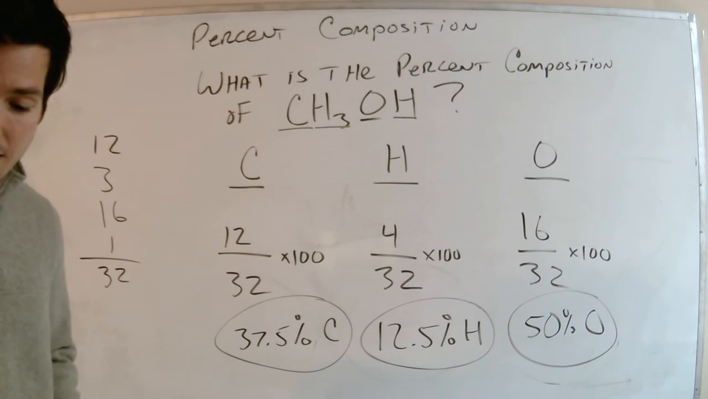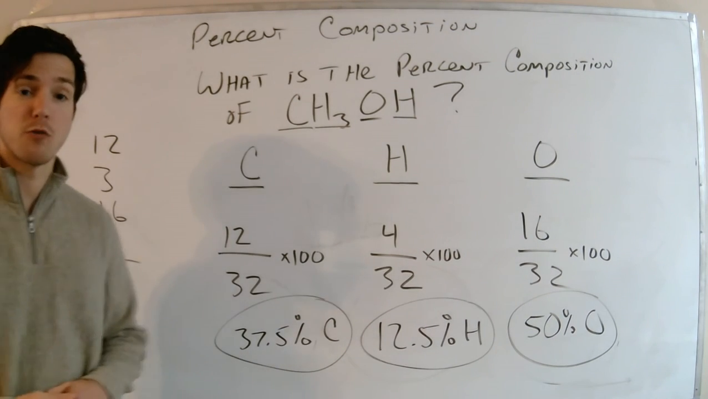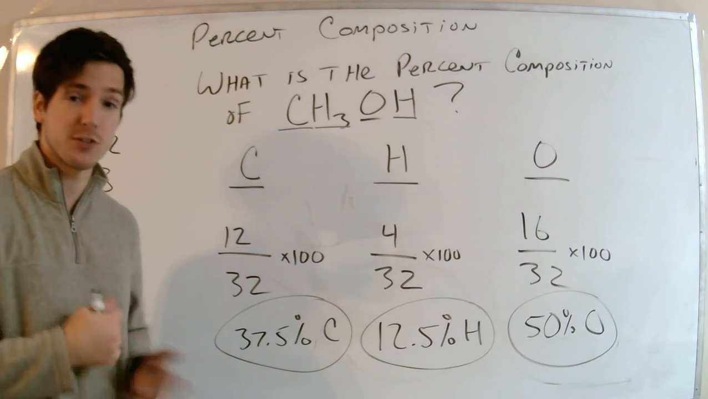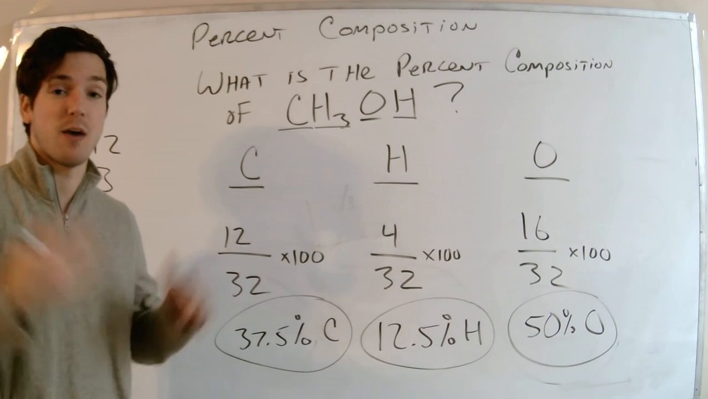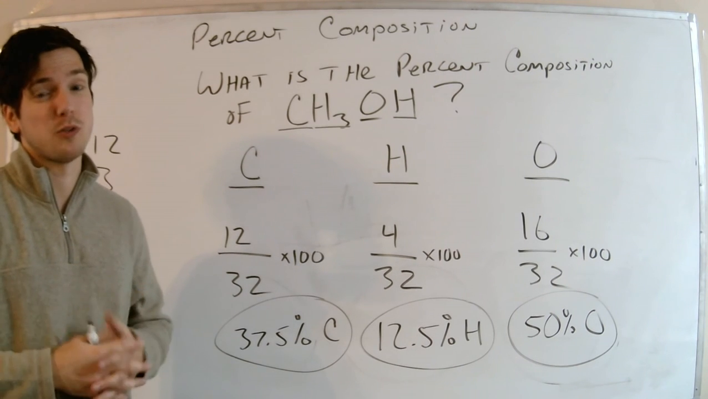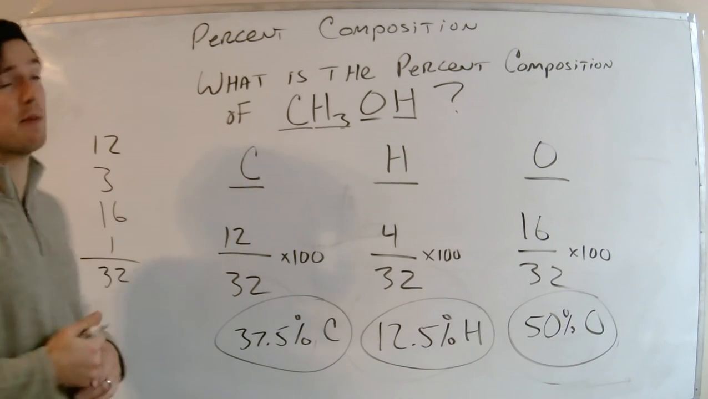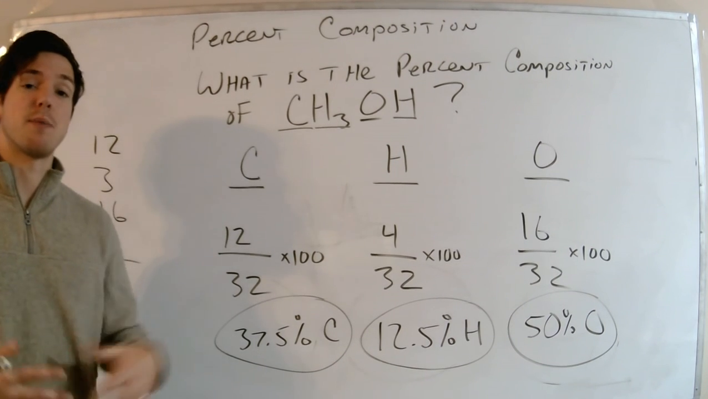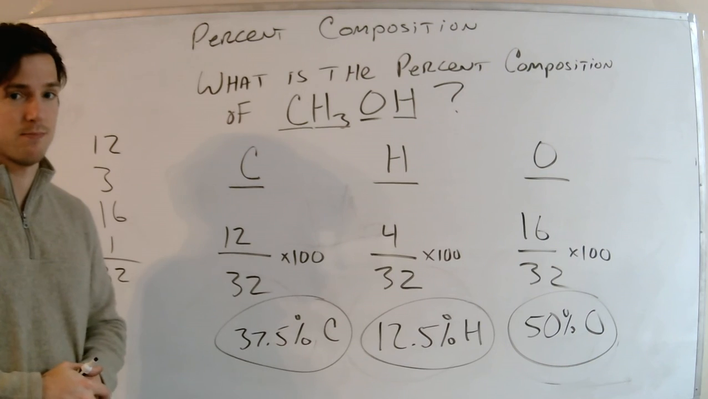That is STP. Now we should be able to go from liters to moles, liters to grams, liters to molecules, and vice versa due to STP and knowing that 1 mole at STP equals 22.4 liters. And now we should be able to find the percent composition and figure out how much of each element makes up the total compound.